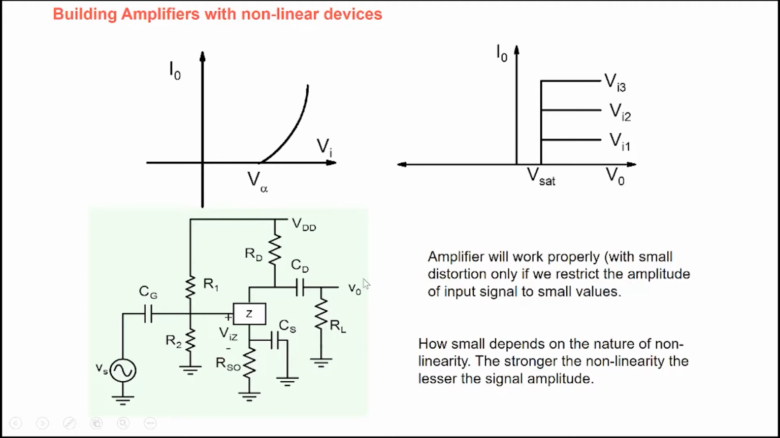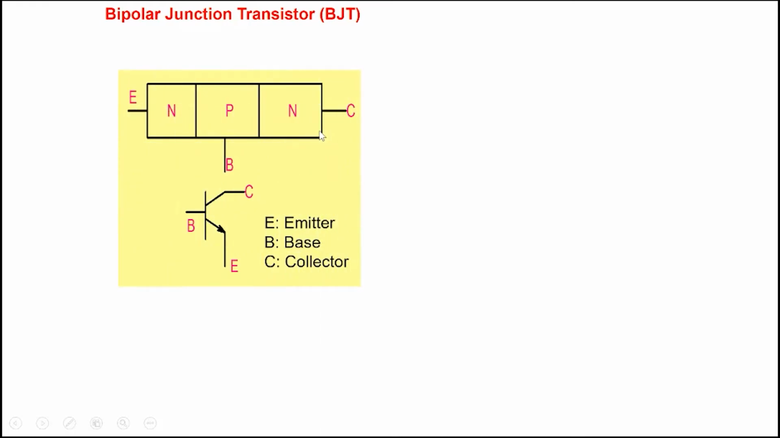All right, so as we discussed, let's look at the real transistors now. So the bipolar junction transistor is one of them, and it has two junctions here, as you can see. There are two PN junctions, one junction here between emitter and base. So three terminals are there: emitter, base, and collector.